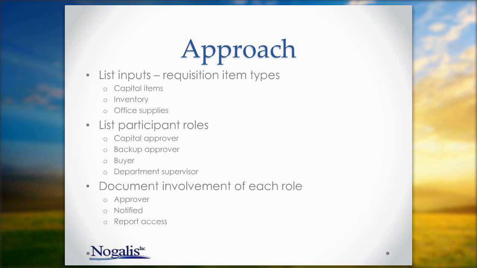Next, list the roles. For example, a capital approver, a backup approver if someone is out on vacation, a buyer, a supervisor. And then finally, indicate the method of their involvement. Do you want that person to be one of three roles? An approver, a receiver of notifications when something occurs, or they're able to see into the process by running a report.